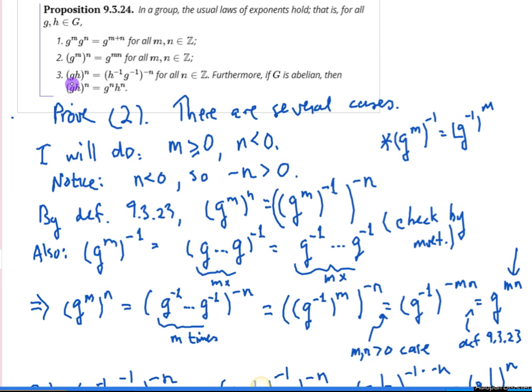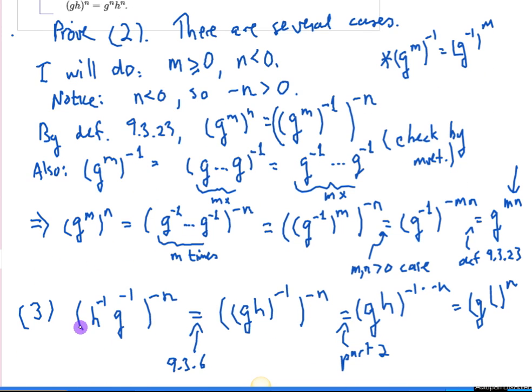Okay, now let me say something about part 3. Part 3 actually builds off of part 2. It's not that much more difficult to do once you have part 2. This says the nth power of a product is the minus nth power of the inverses in inverse order. All right, so to prove this equality, it's good to start with the complicated side and simplify it down to the simple side. So I'm going to start with the complicated side, which is h inverse g inverse to the minus n power. Now, by 9.3.6, the h inverse g inverse is just the same thing as gh inverse.